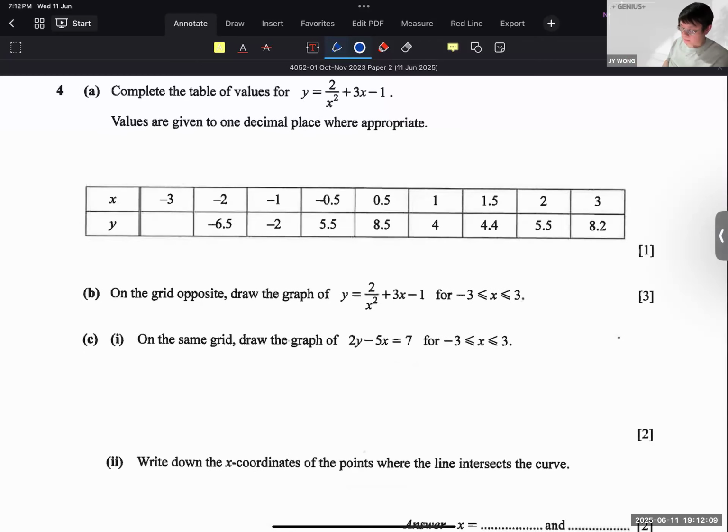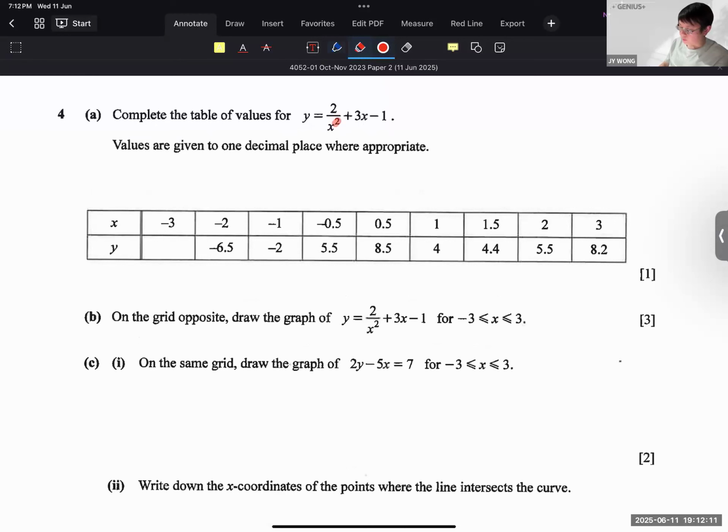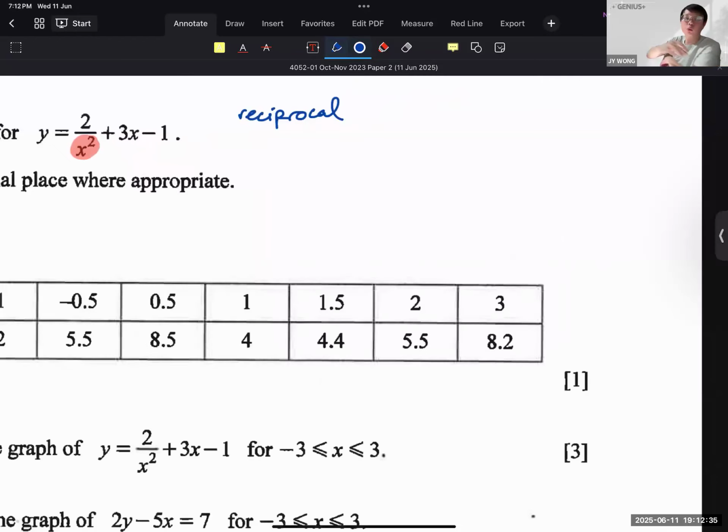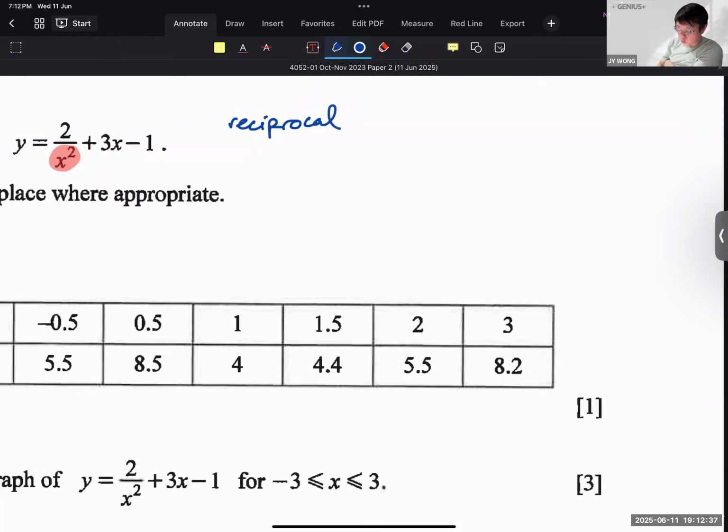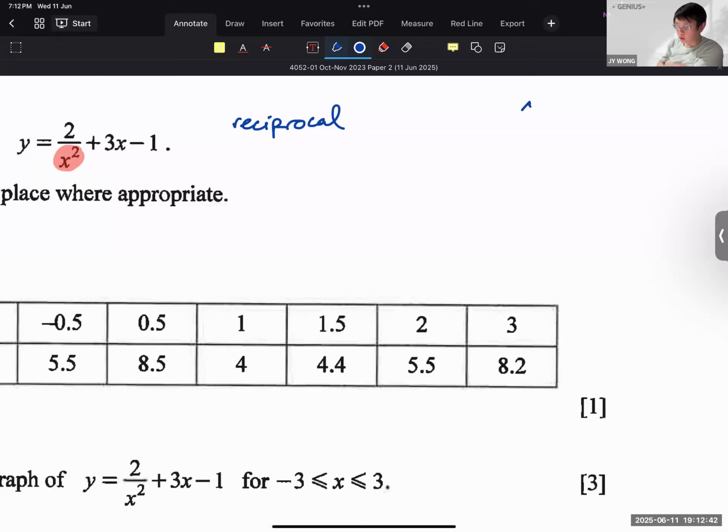Let's go ahead, understanding that this is a reciprocal graph, but it's a reciprocal graph with a over x squared. So the general shape, we bear in mind, is supposed to look something like this. Right? And in this case, both your x-axis and your y-axis are technically asymptotes because you cannot have x equals to 0. Why can't you have x equals to 0? If x is equal to 0, then I divide by 0 and then I get a black hole.